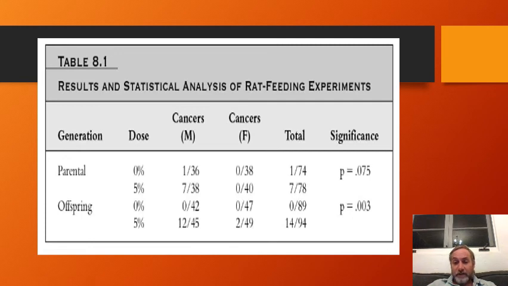So that difference, 6 more cancers in the experimental group, was not quite enough for statistical significance. But then if you look at the second generation, you've got 12 males with cancer compared to 0 in the control offspring, and 2 females with cancer compared to 0. So a much bigger difference, and that was statistically significant at the 0.003 level. So very significant.